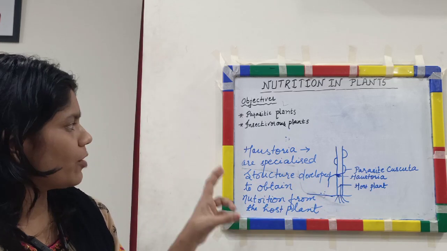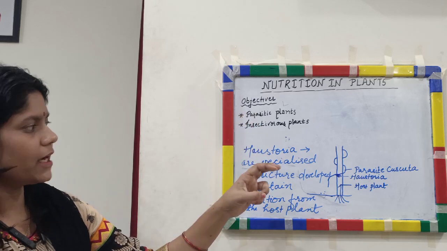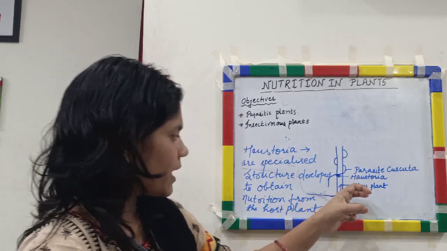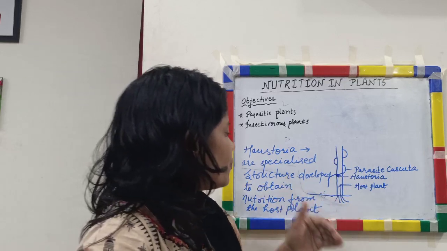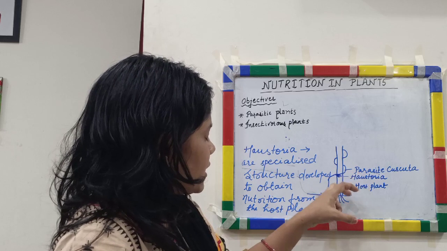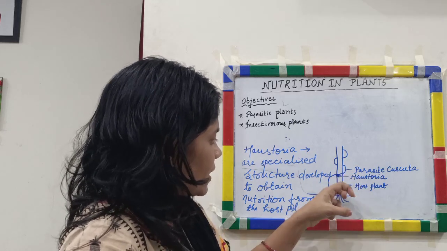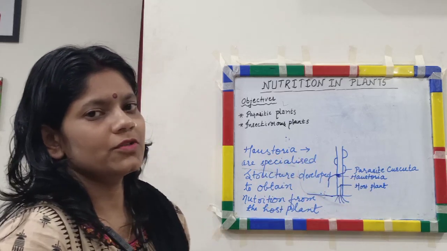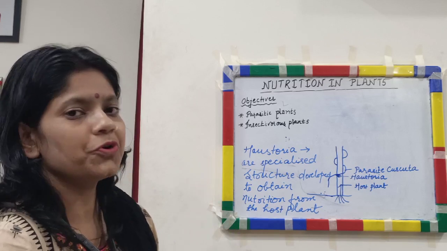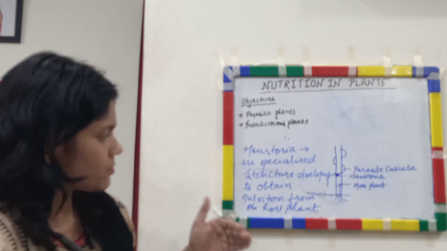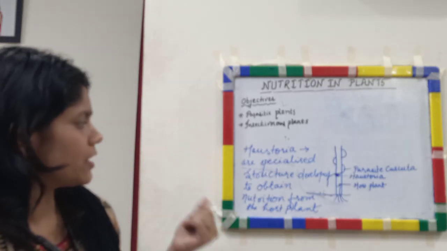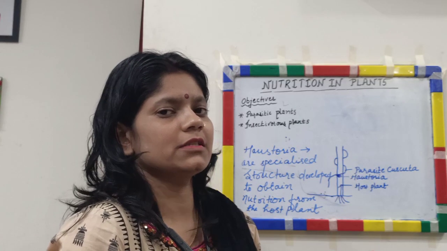So in this topic, we have learnt about parasitic plants, we have learnt about the host plant, and we have learnt about the specialized structure through which the parasitic plant establishes a connection with the host plant. So this is about those plants which lack chlorophyll, which have to depend on the host plant for their food and for their requirements of water and minerals.